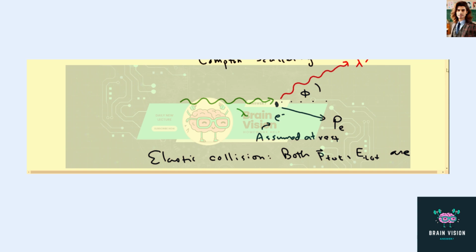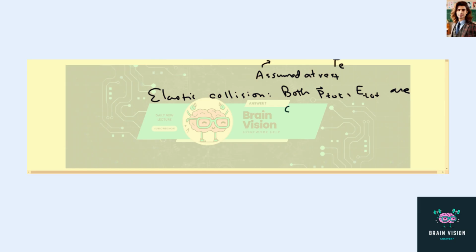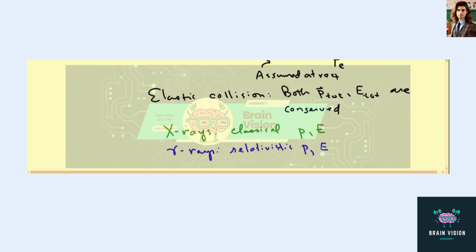Now, if you have X-rays, you can use classical formulas for both momentum and energy. However, if you have gamma rays, you need relativistic formulas. So often the discussion to begin with is around X-rays scattering off of electrons.